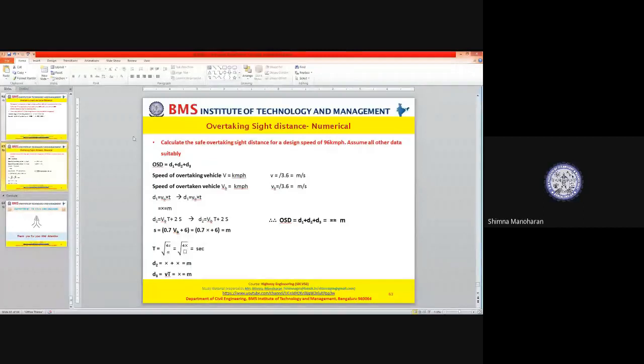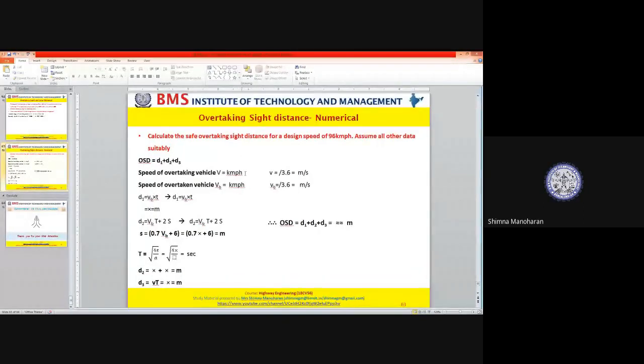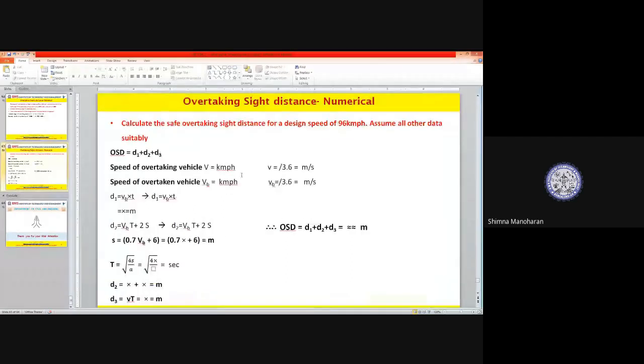Yes, ma'am. So you have to calculate the safe overtaking sight distance for a design speed of 96 kmph. All the other data you have to assume suitably. Here only the design speed is given. So how will you compute OSD? OSD is D1 plus D2 plus D3, right? So now step by step we will compute D1, D2 and D3.